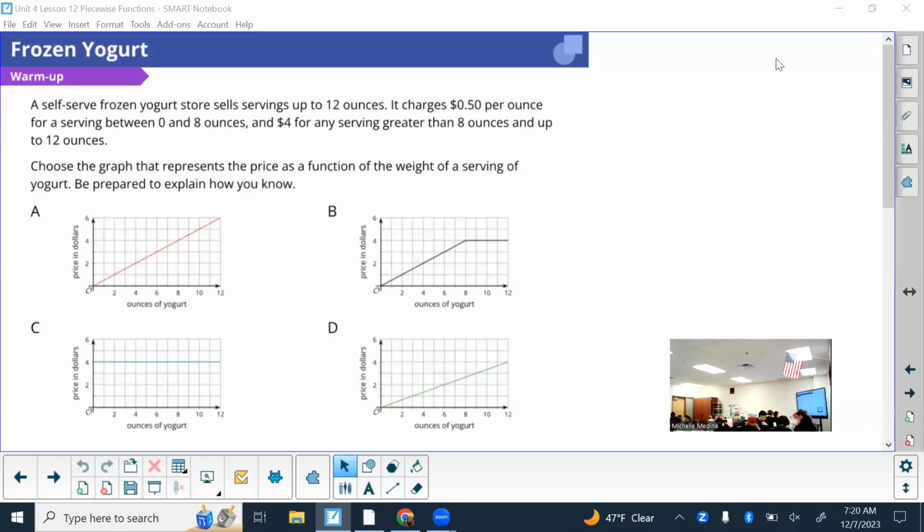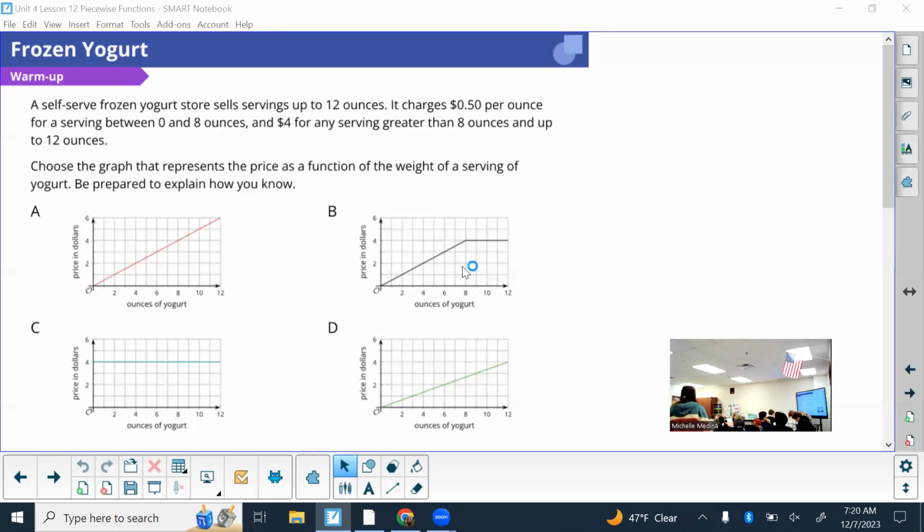So again, just reading it for the recording's sake. A self-serve frozen yogurt store sells servings up to 12 ounces. It charges 50 cents per ounce for a serving between 0 and 8 ounces and $4 for any serving greater than 8 ounces up to 12 ounces.